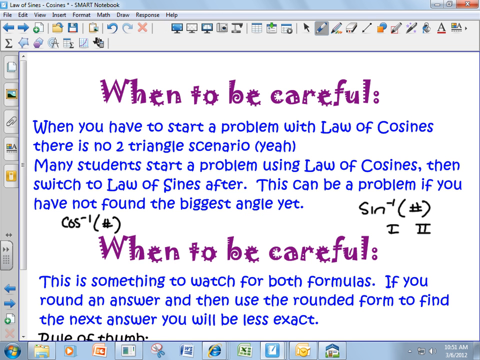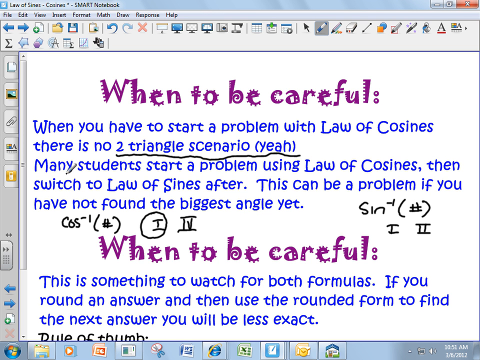Now, what do we know about cosine being positive? Our answers do not come from quadrant 1 and 2. Our answers come in quadrant 1 and 4. Folks, you can't have an angle in a triangle that's in quadrant 4. It's impossible. It's too big. That's why quadrant 1 is the only option when you're doing the inverse cosine. So this is usually something that makes students pretty happy.